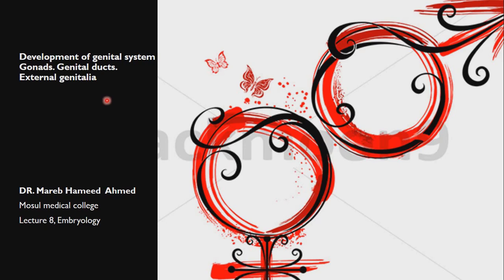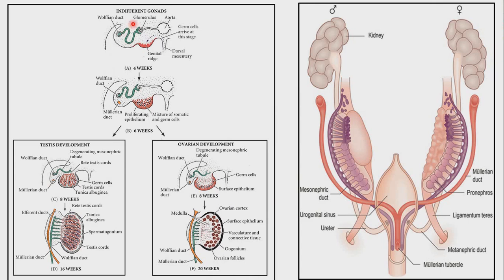My lecture today will be about development of genital ducts and external genitalia. Last week we discussed the indifferent stage of development. In the indifferent stage, the genital system, which includes the gonads, genital duct and external genitalia, their development is almost the same up to the 6 weeks of embryonic development.